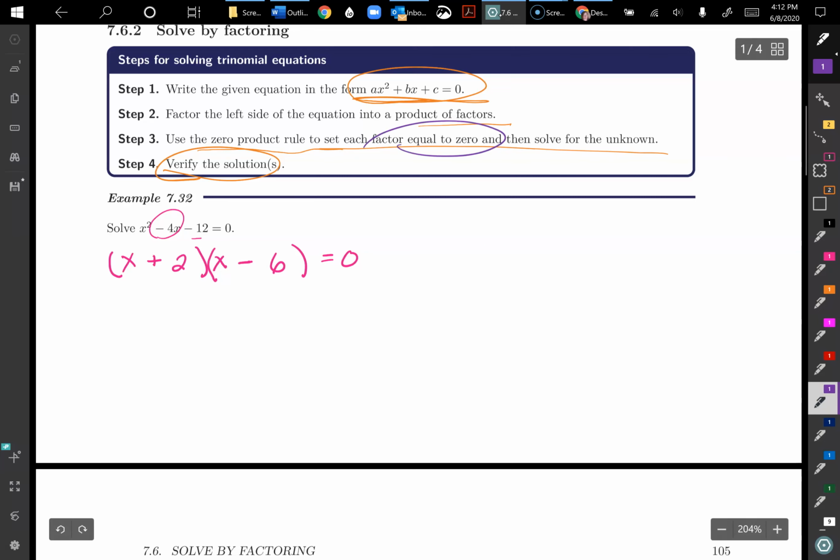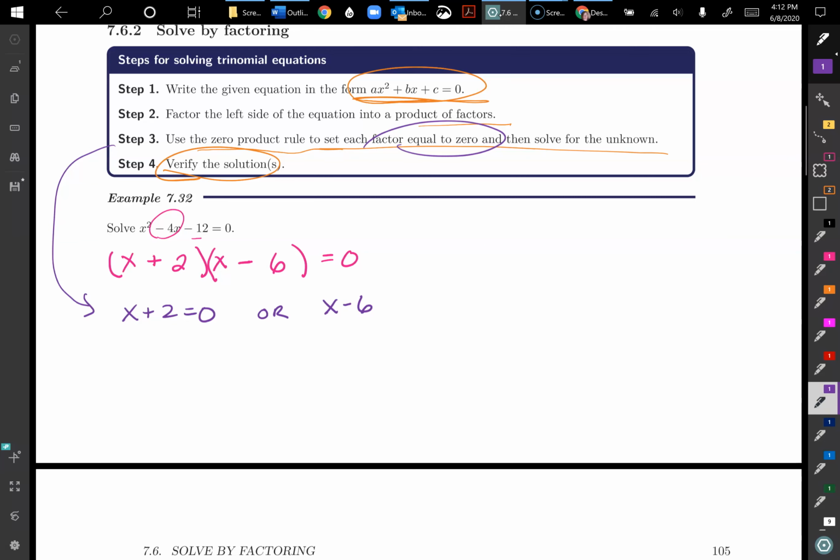So I'm doing this step 3 here. x plus 2 equals 0. So if that's true, the whole thing will be 0. Or, and in math, or means and/or. Because if this were a word problem, one of these might not ring true if it comes out to be negative. It wouldn't make sense if it were a length or something. So we have x minus 6 equals 0. And then I have x equals negative 2, or x equals positive 6.